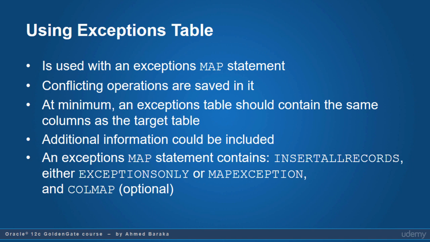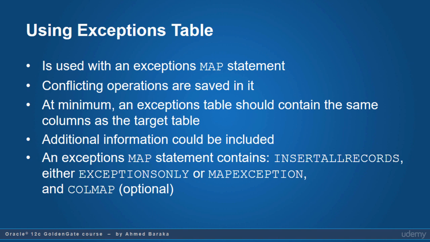With Oracle GoldenGate, you have the option to save the errors and conflicts in an exceptions table. To use that, you use an exceptions map statement. An exceptions map statement is a map statement with either the map exception or exceptions only option. First, you need to create the exceptions table, then use it within an exceptions map statement. In normal operation, the replicate will save the conflicting operations into that table.